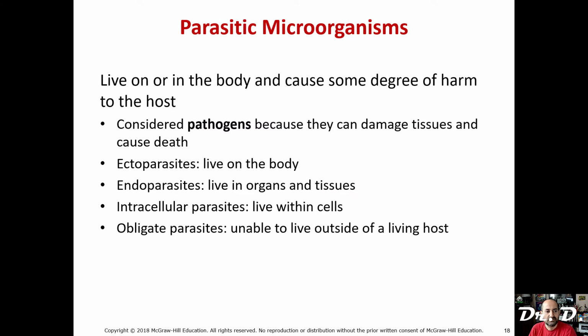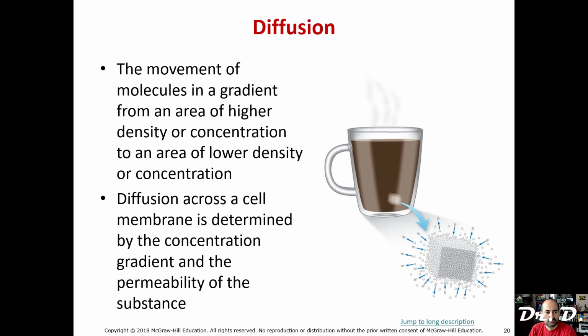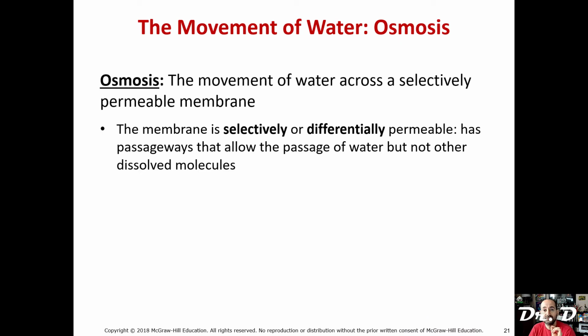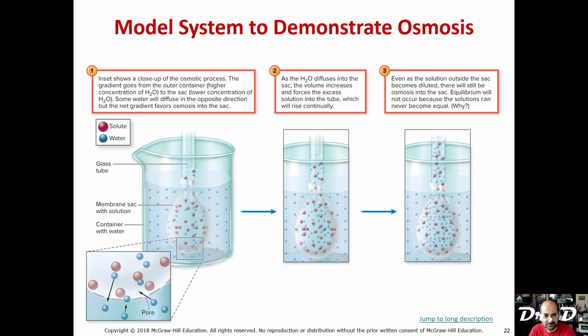Obviously, you know what pathogens are. Understand the concept of diffusion, please. You know, substances move from an area of high concentration to an area of low concentration, and this is a spontaneous process. And you should know that osmosis is a form of diffusion. Osmosis is the movement of water, or I should say the diffusion of water through a selectively permeable membrane. You should know that for the exam.